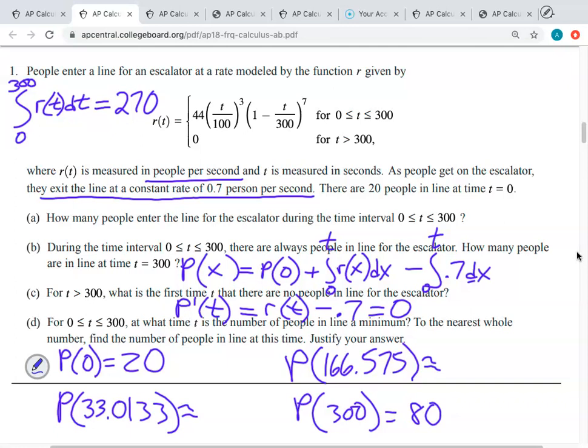Okay. So what do we do with those numbers? We have to test our critical numbers and our endpoints by plugging them into our people function. It's going to be great. You're going to love it, right? By the way, when you're doing the integral from 0 to t of r of x minus the integral from 0 to t of 0.7, that's the same as the integral from 0 to t of r of x minus 0.7. So if you put r of x minus 0.7 all in your y1, and then just did the integral from 0 to 33, whatever, right? You could do it all at once instead of having to subtract.